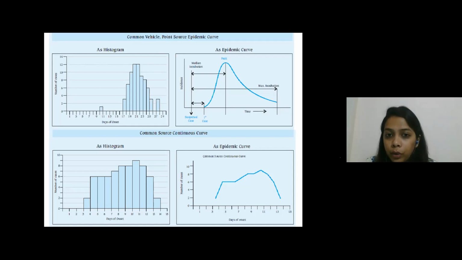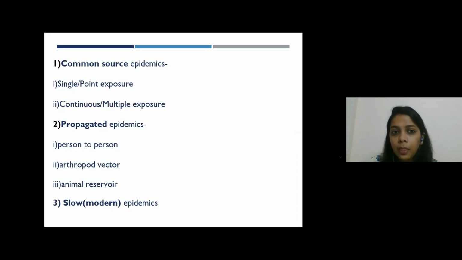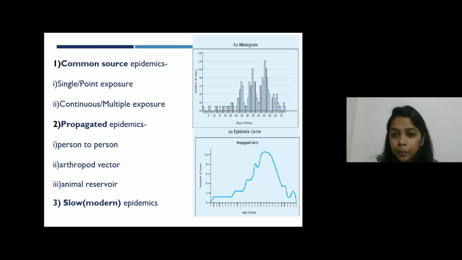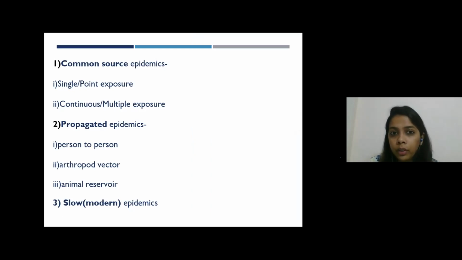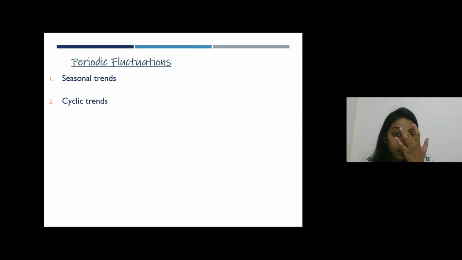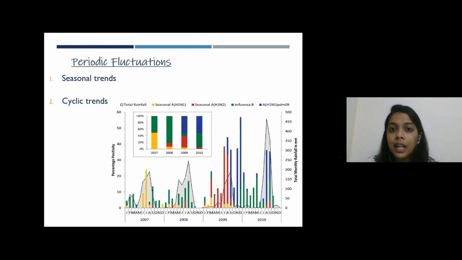But when you're talking about a common or a continuous source, it is when you're constantly exposed to it over a period of time. Okay, then you have propagated epidemics, which can come in short bursts and which are carried around, which involves vector transmissions. Okay? And then you have the slower modern epidemics. You have your periodic fluctuations, which are your seasonal trends or your cyclic trends.